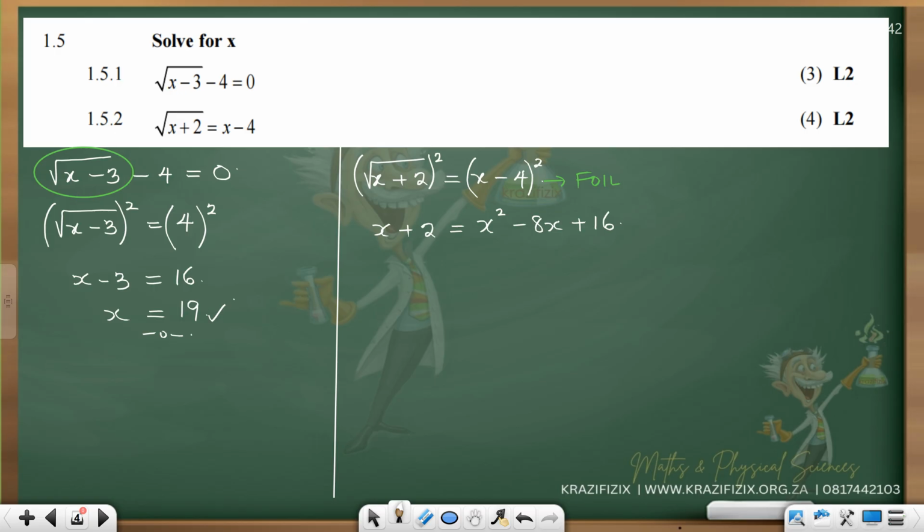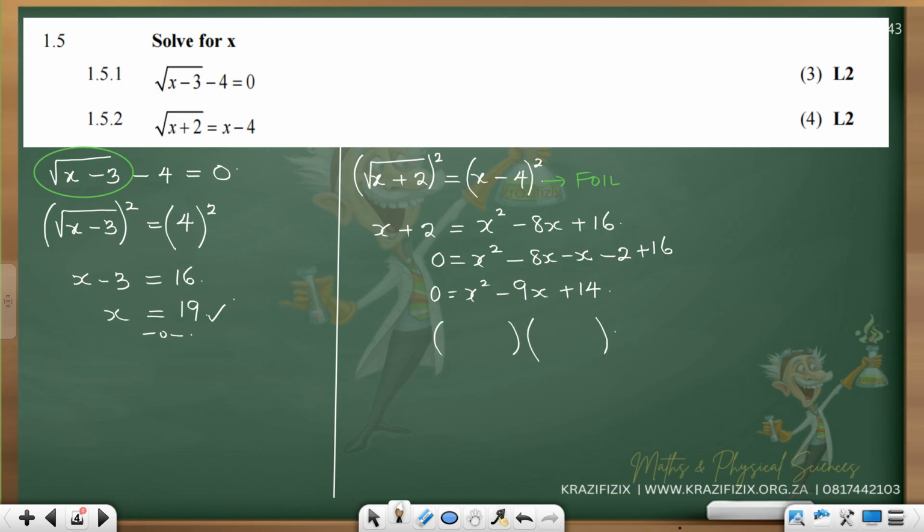Now we can go to step 3, simplify, expand. Okay, we've done step 3, now expand, but we need to simplify. All right, 0, I'm moving everything over there, minus 8x minus x minus 2 plus 16. What do we have here? X squared minus 9x, 16 minus 2 is 14. Now what do we do? We can factorize.